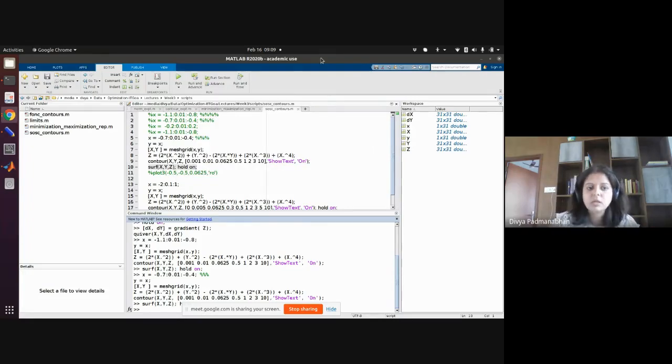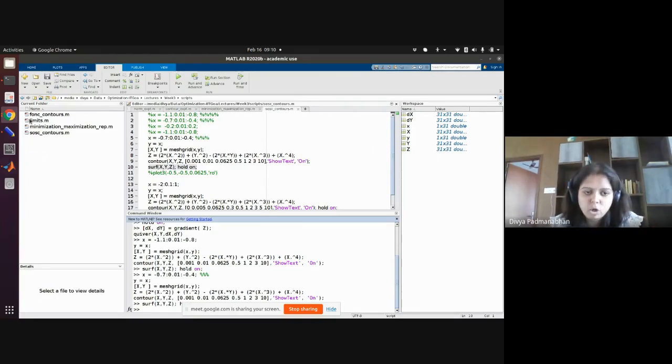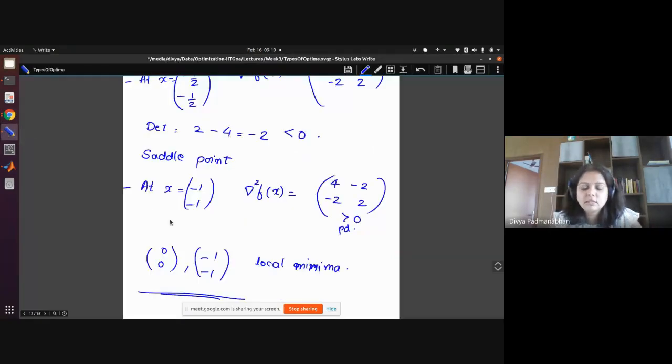Okay, so your assignment will also have some questions on contour and these kinds of plots. So ensure that you get comfortable with these tools. Okay, so any questions so far?